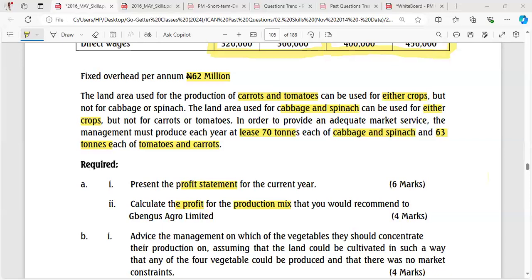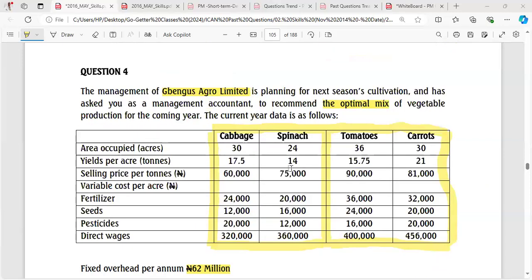We said 63. Somebody is asking, why do I divide 70 by 40? Okay, so this is 14 tons here, and we have 70 tons as minimum requirement. We want to know how many acres will 70 tons occupy.